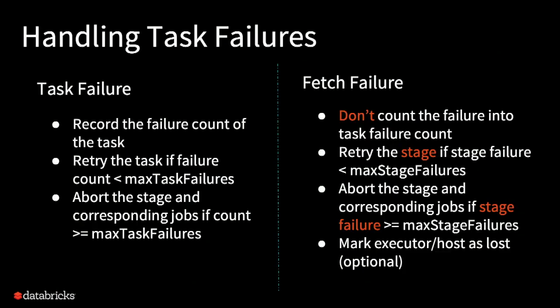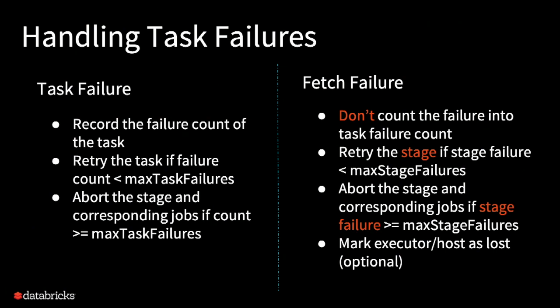So normally, a failed task can finish successfully on a retry run. On task failure, Spark will record the failure count of the task and retry the task if the failure count is less than the max task failures specified. And if it observes the failure count has exceeded the threshold, then it means something has gone wrong permanently, so it will abort the stage and the corresponding jobs.